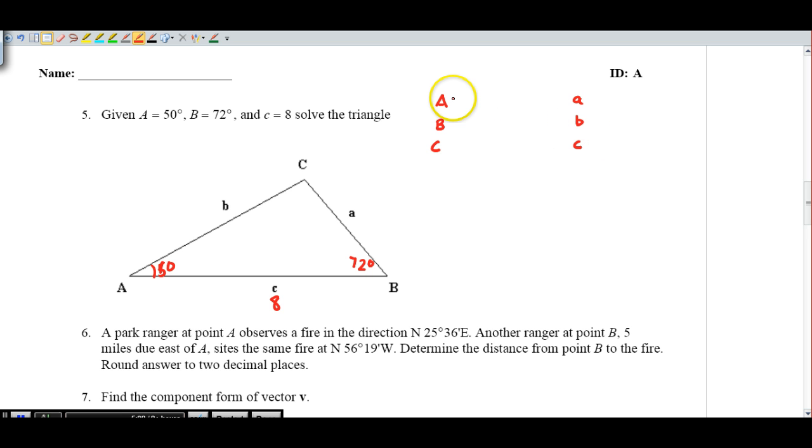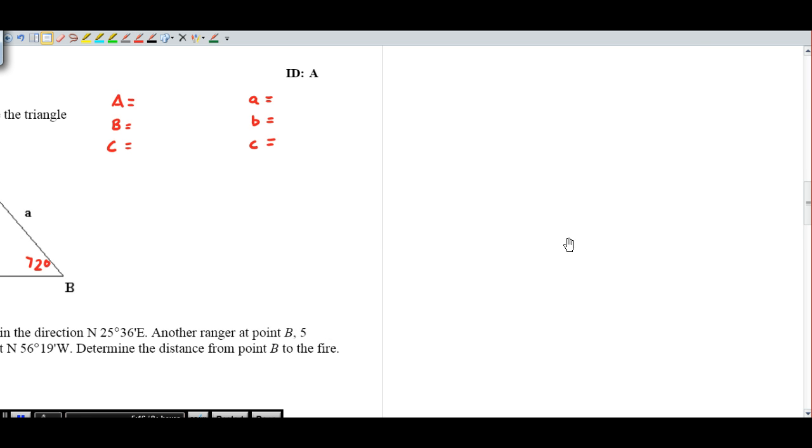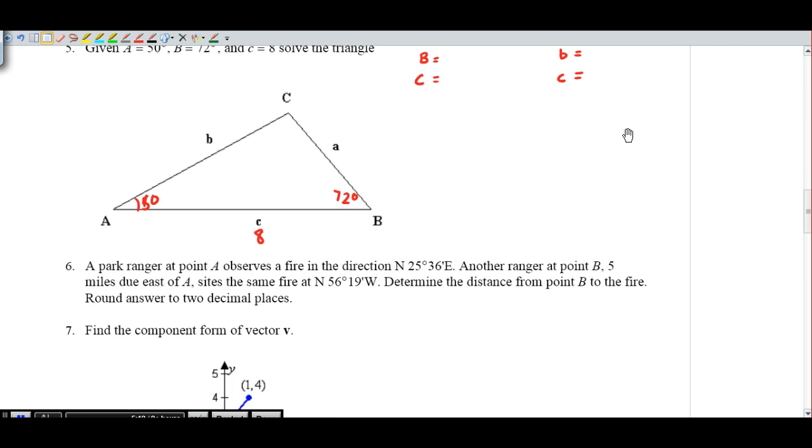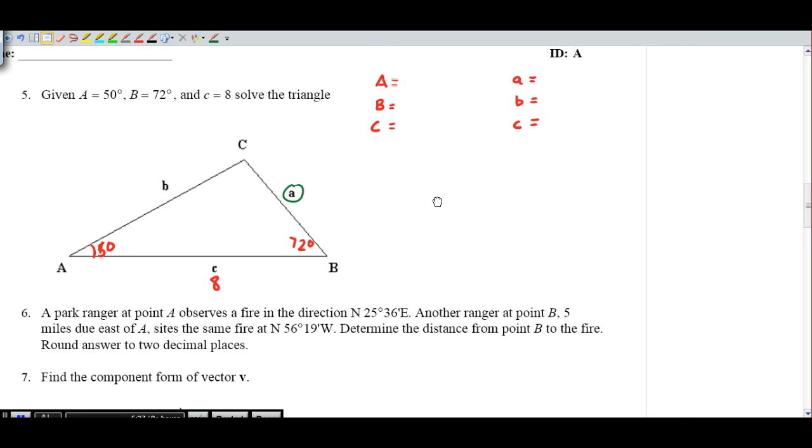So how do we solve this triangle? What we're going to do is use law of sines. So I'm going to find A first. If you try to use law of cosines, it's not going to work. So I do A by writing the sine of 50 degrees over A equals the sine of C.